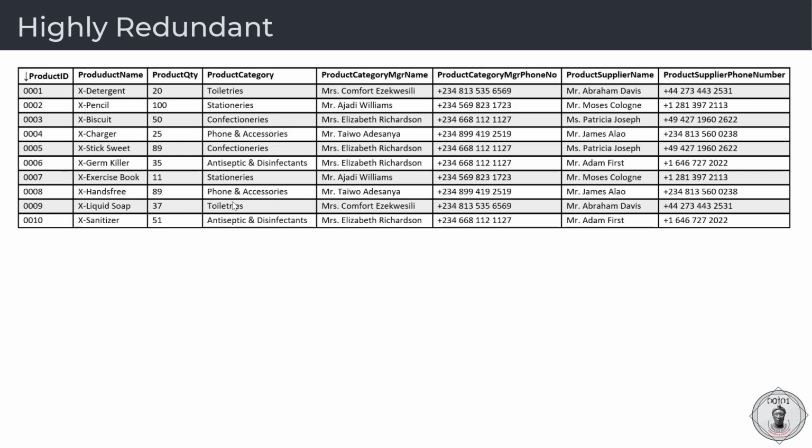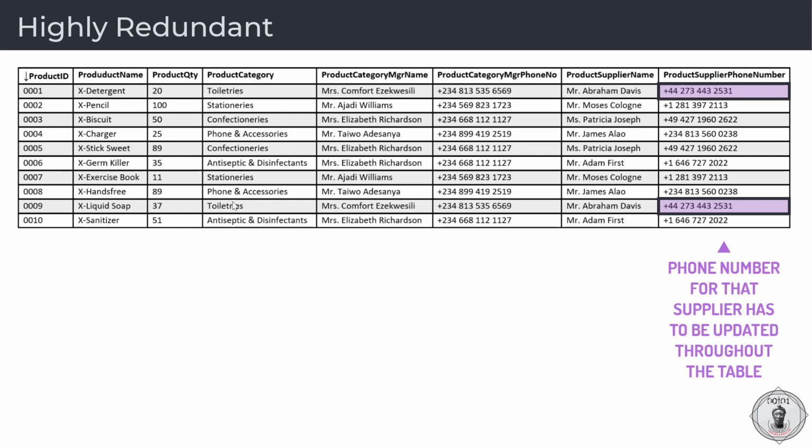So let's say Mr. Abraham, for instance, we need to update the phone number. It means that we have to change the phone number here, and here, and for as many other records as we need to. Let's say you have 1,000 records where Mr. Abraham Davis appears. It means that we have to edit 1,000 records just to correct the phone number for Abraham Davis. And as you can see, this takes time and resources to execute.